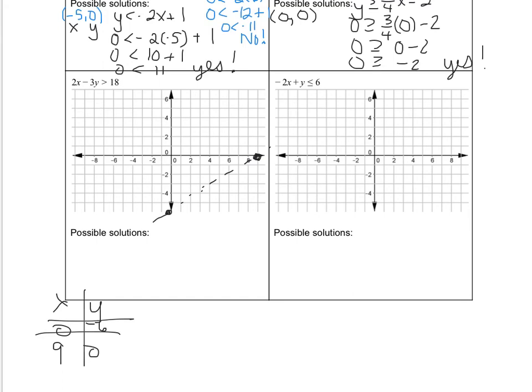Okay, and I'm going to choose a test point. I like 0, 0 because it's easy to plug in. So if I plug in 0, 0 here, I've got 2 times 0 minus 3 times 0 is greater than 18. Well, 2 times 0 is 0, minus 3 times 0, that's just 0. Is 0 greater than 18? No. So I don't want to shade the side with 0, 0 in it because it's not a solution. So I'm going to shade this other side in.